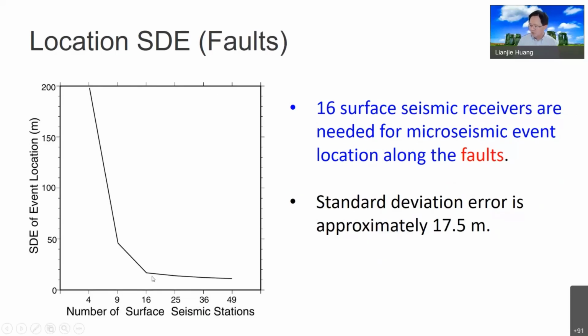So here is the result of the monitoring for the faults. For monitoring microseismic events on the two faults, it requires 16 surface seismic stations, and the standard deviation error of the event locations is approximately 17.5 meters.